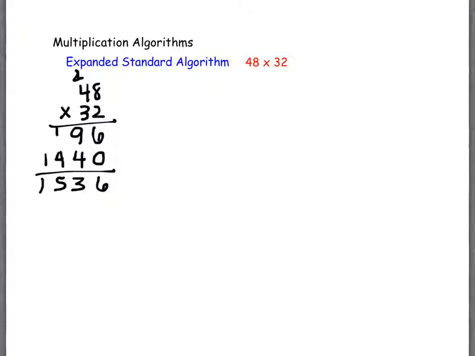I want to show you what it looks like in expanded form. Okay? Because this is supposed to be the expanded standard algorithm. Expanded form looks like this. Instead of having the number 48 written as 48, we actually write it as 40 plus 8. And same thing for the 30. We write it as 30 plus 2. And then what we do is we actually multiply each of these together.